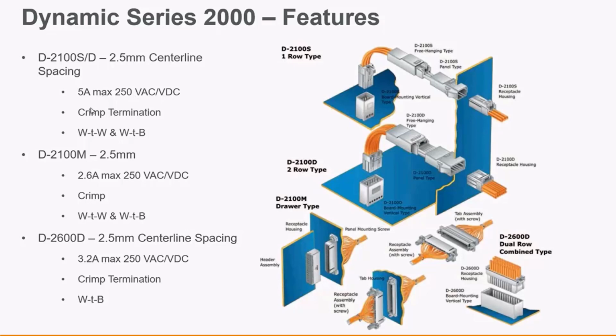The D2600D has a slightly larger current carrying capacity at 3.2 amps, with the same voltage rating. The wire size is compatible with the Dynamic Series 2000 range as 18 AWG. These specifications offer flexibility for various applications, catering to different current and voltage requirements. You can see here the D2600D, which is the dual-row type, and the D2100S, which represents the single-row configuration, and D2100M, the dual-row type, drawer type. It's important to note that variations in appearance occur due to different angles, but the fundamental structure remains consistent.